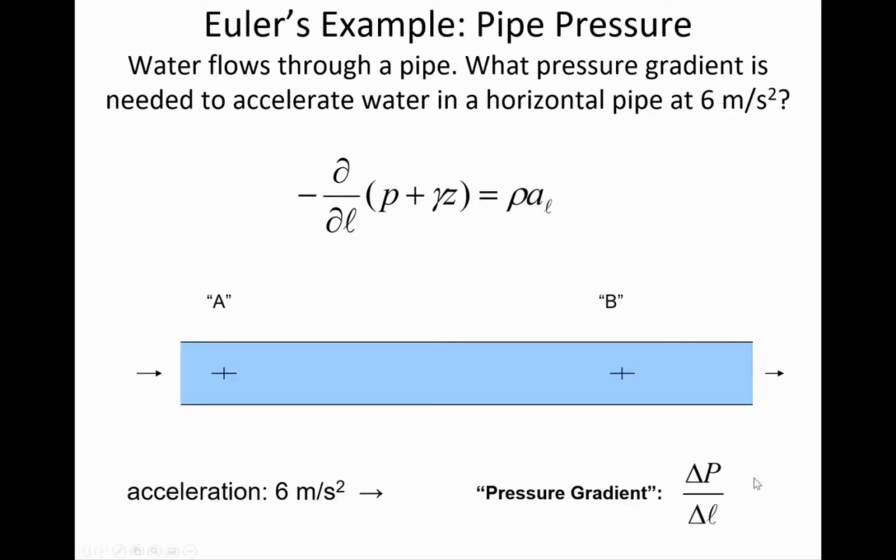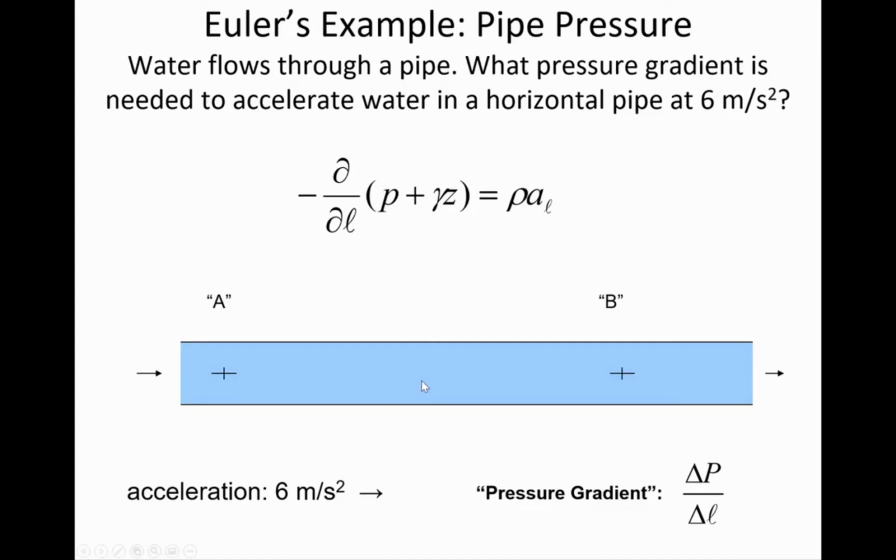By pressure gradient here, we've defined it as delta P divided by some distance delta L. For instance, if A and B are a meter apart, if delta L was 1 meter, then what we want to know is the change in pressure between the 2 points.